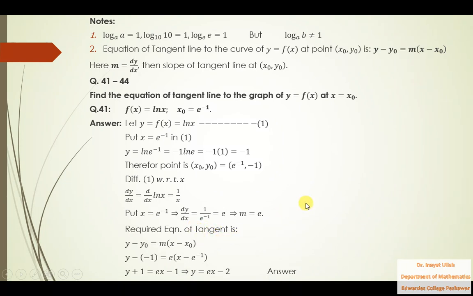So that is the criteria to find the equation of a tangent line by using this equation of a line.